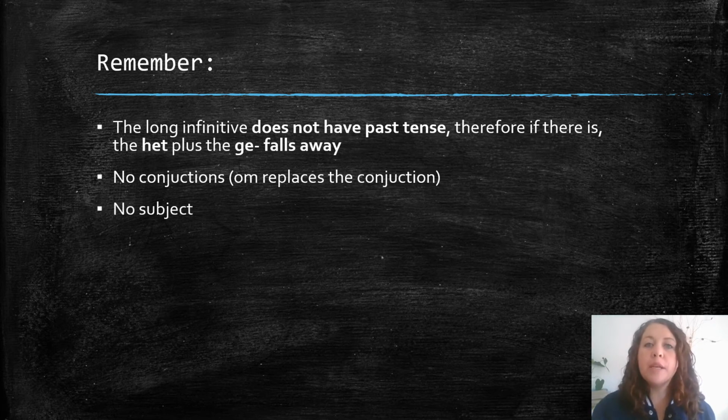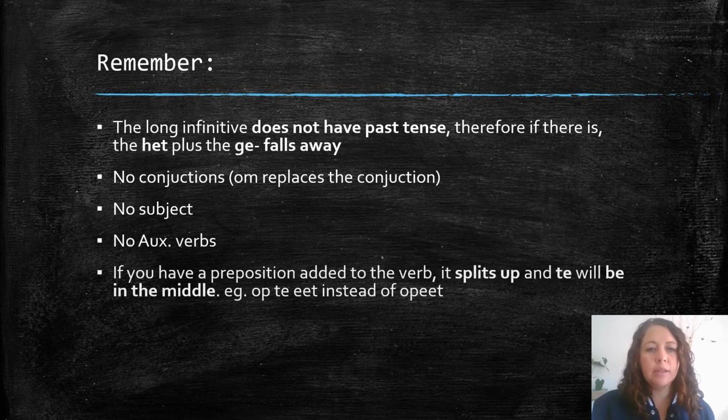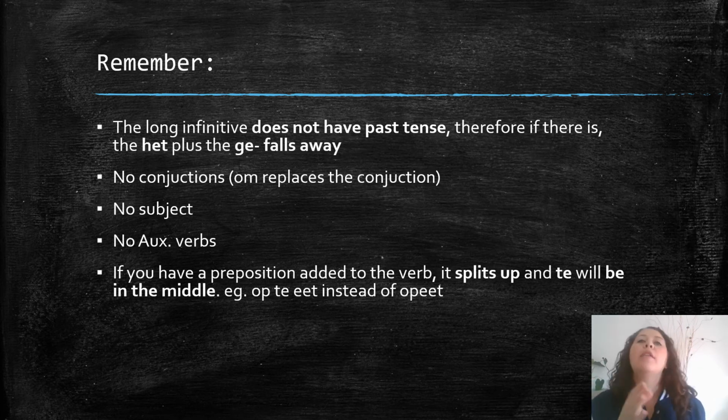We won't repeat our subject in infinitive. So same thing, you'll also cross out the subject. No auxiliary verbs, you can cross them out. And then if you have a preposition and a verb, this will split up and te goes in the middle of those two. For example, if you have op eet as your verb, your preposition is op, eet is your verb, then in infinitive it will become op te eet. So preposition and then te and then your verb as three separate words.